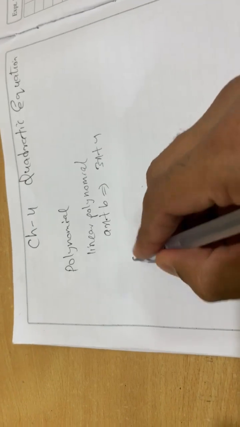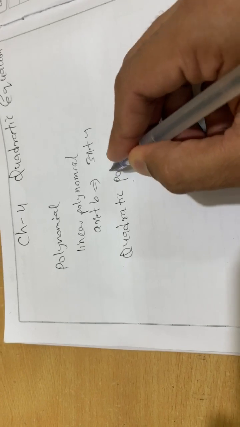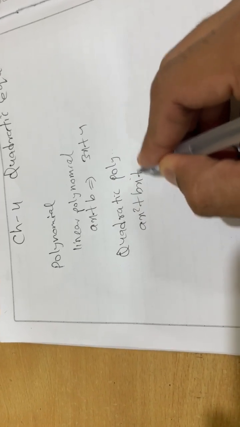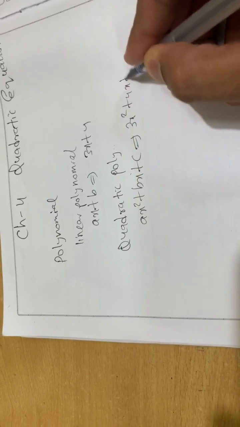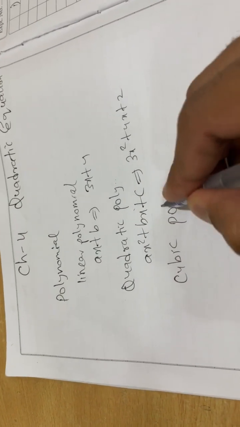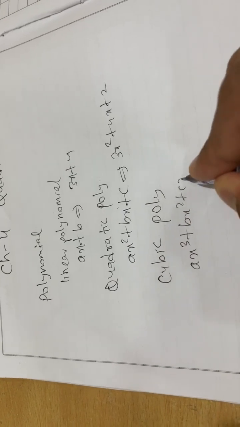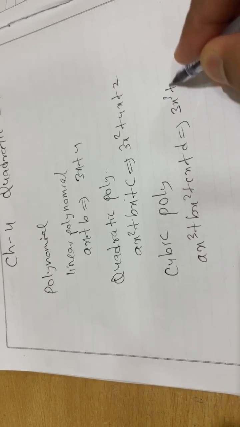Even after that, I'm telling quadratic polynomial is ax square plus bx plus c. This was 3x square plus 4x plus 2, again a quadratic polynomial. And similarly, a cubic polynomial is ax cube plus bx square plus cx plus d. And again similarly, an example over here with degree.